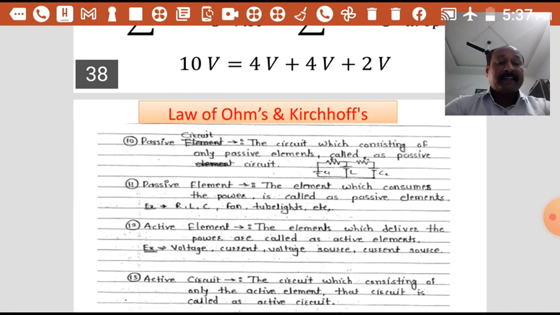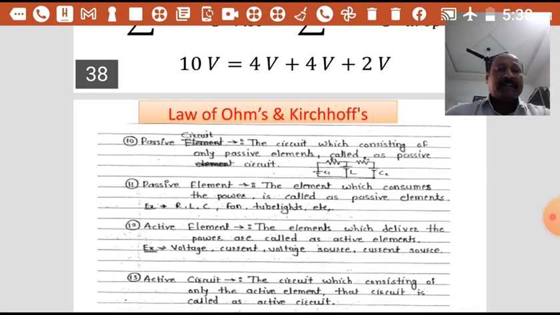Then active element: the element which delivers the power. The elements which deliver the power are called active elements. So what are the active elements? That is the voltage source or current source. So at our home there are passive elements as well as active elements. Voltage source is available at our home, and the passive elements are also available, that is the fan, tube light, TV, fridge. So home appliances are nothing but the combination of passive elements as well as active elements.